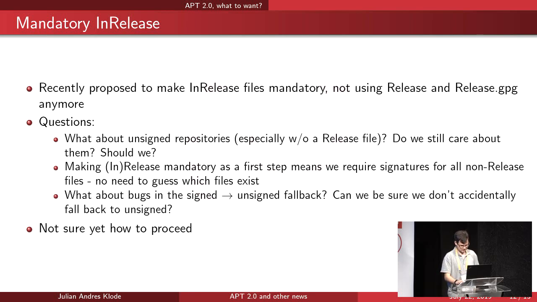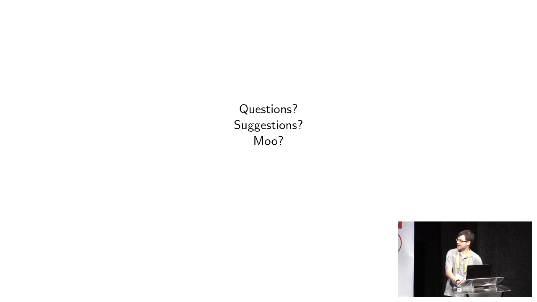And I'm a bit concerned about bugs that we have in the current signed to unsigned fallback, because it's code split across parts. And if there's a bug, we could potentially end up treating a signed repository or an unsigned repository as signed or something like that. But not sure yet how to proceed because it breaks a lot of things probably. And that's it. Any questions?